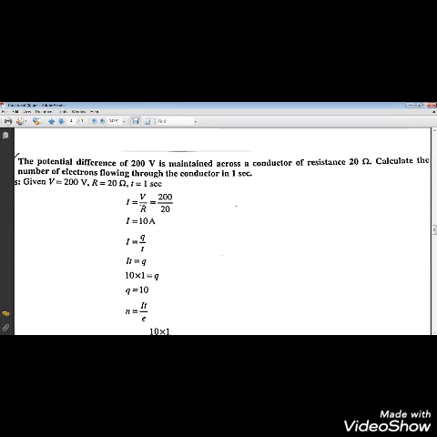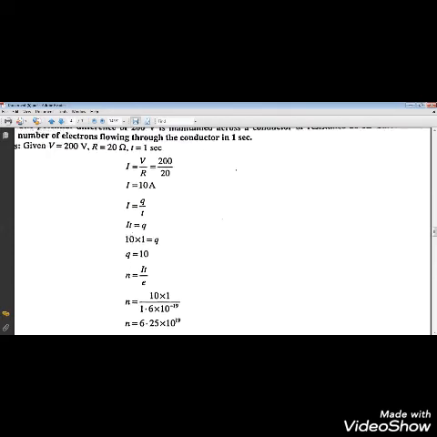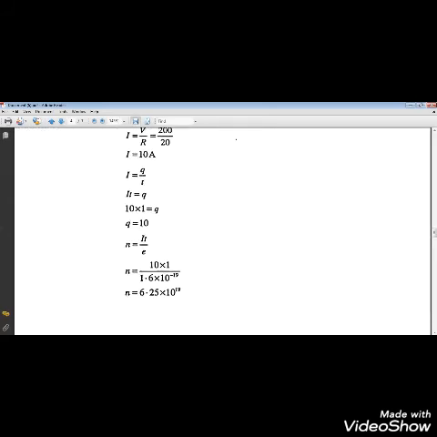Then according to the definition we can directly take Ohm's law, that is V is equal to IR. Using this we can easily find I, that is I is equal to V divided by R, that is 200 divided by 20, which is 10 amperes. Then according to the definition of the current, I is equal to Q by T, then we can write that as IT is equal to Q. Here I is 10 amperes and T is 1 second, and we are getting Q is equal to 10.